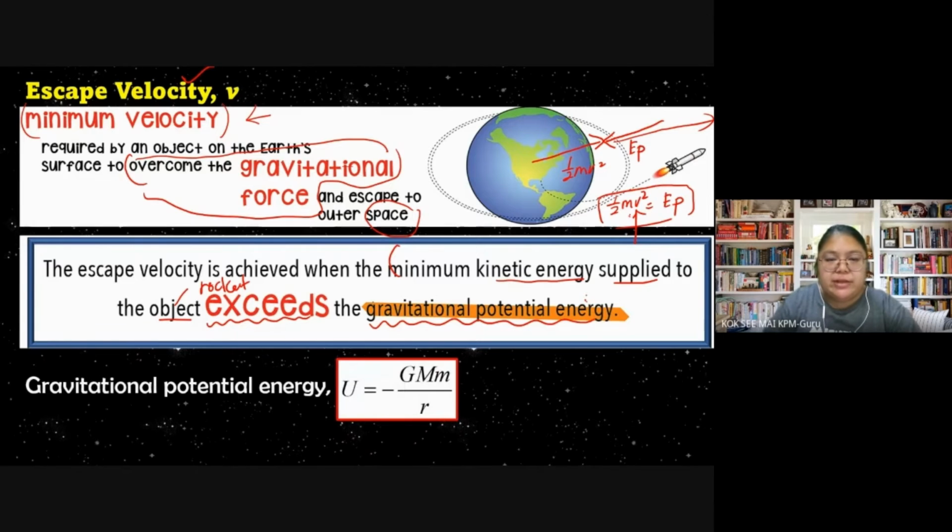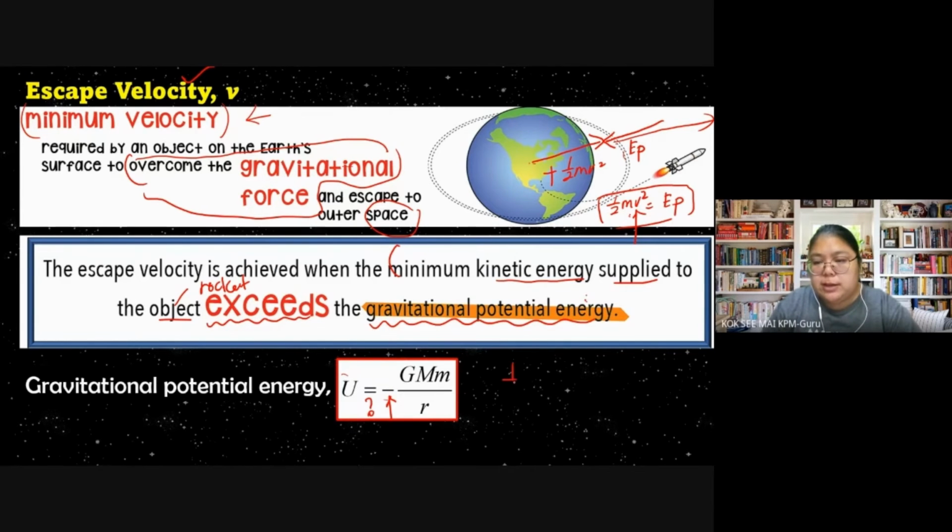Okay, so the gravitational potential energy formula is U equals negative GMm over R. Some of you ask, why is there a negative? The negative is because of the direction. When you want to go out, half mv squared, the direction is positive, you want to go out. The energy that pulls you back, we call it potential energy. So you can see the direction of the potential energy is opposite to the kinetic energy. It wants you to come back. So from here we put a negative.